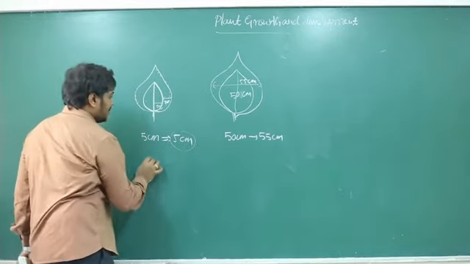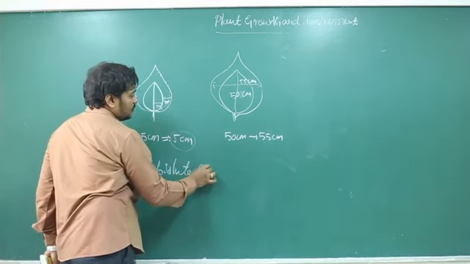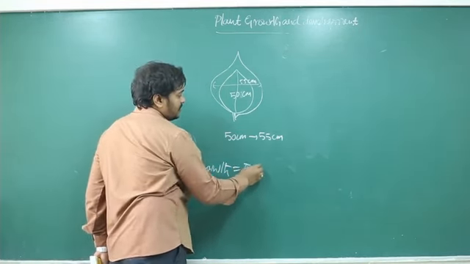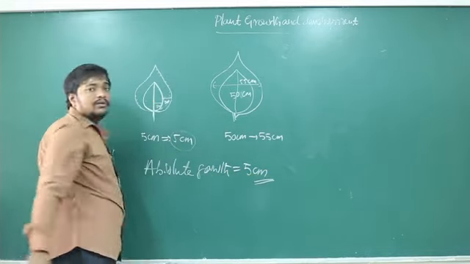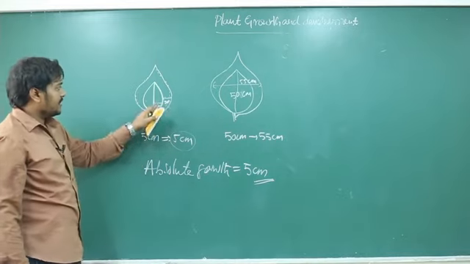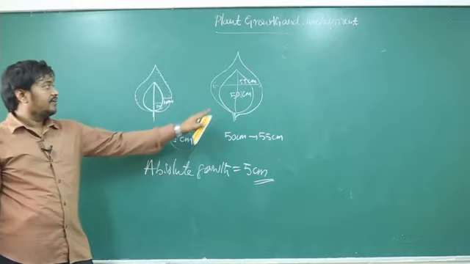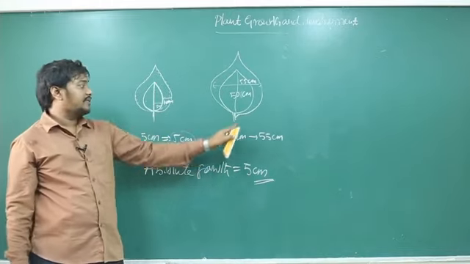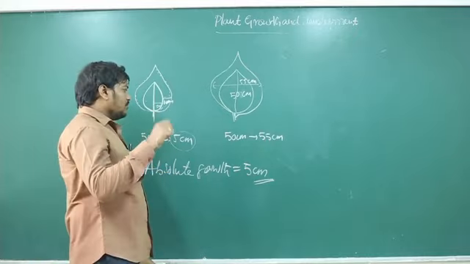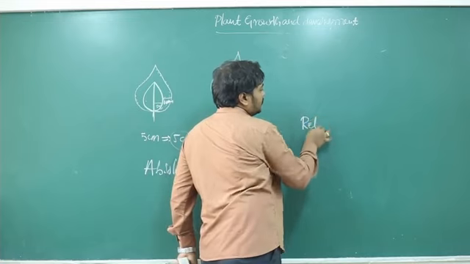In both the cases the actual growth is called absolute growth. So this absolute growth in both the cases is 5 centimeter. Absolute growth is 5 centimeter. 5 to 10 is 5 centimeter, 50 to 55 is 5 centimeter. So absolute growth, actual growth, is 5 centimeter. But we can measure this growth in one more term, that is called relative growth.